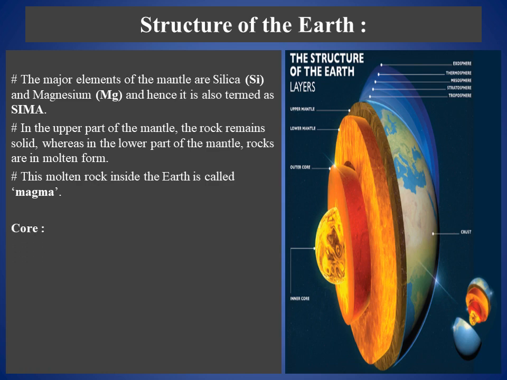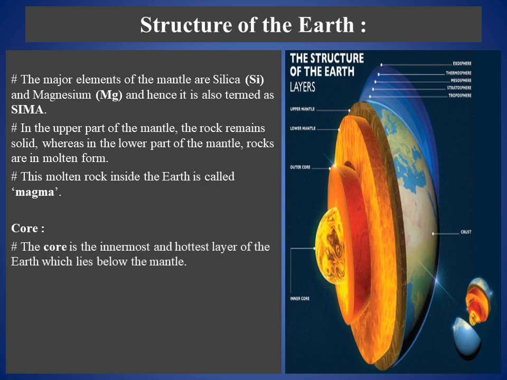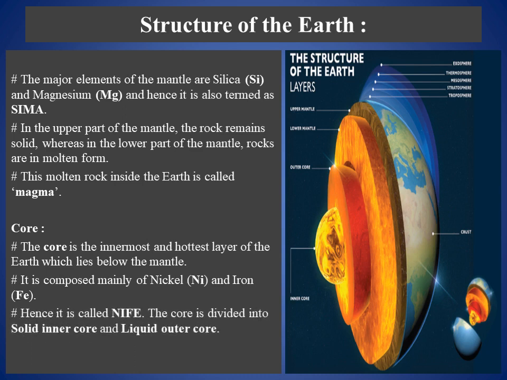The next, third point, the core of the structure of the Earth. The core is the innermost and hottest layer of the Earth, which lies below the mantle. In the picture, what is that? Inner core. It is composed mainly of nickel and iron. Hence, it is called nife. The core is divided into two: the solid inner core and the liquid outer core.